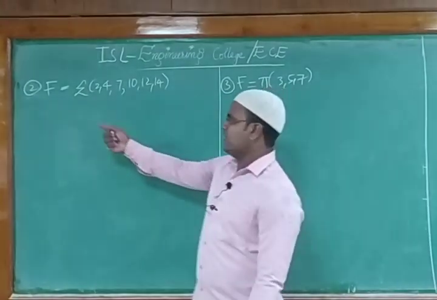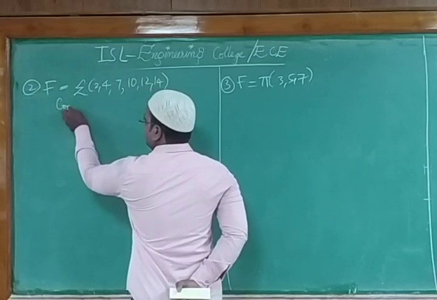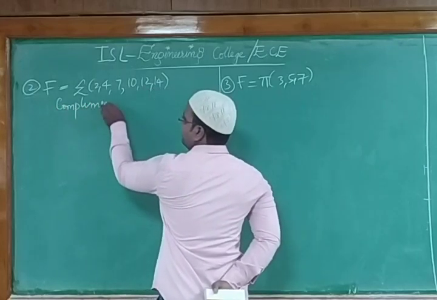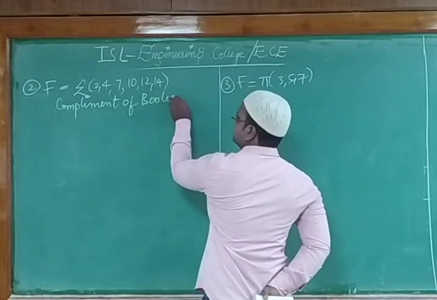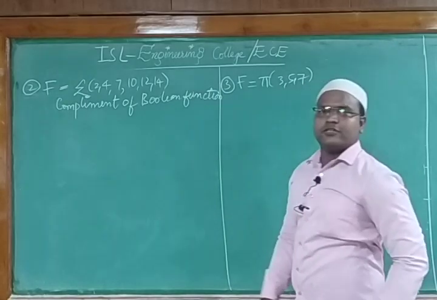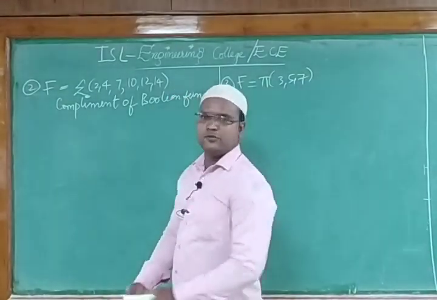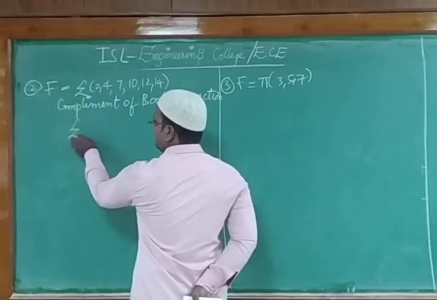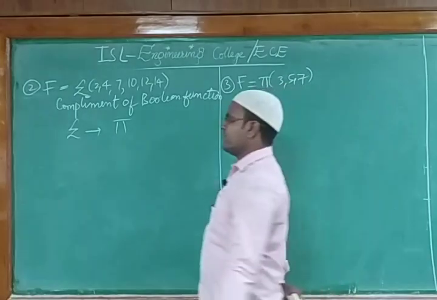They gave the question F is equal to summation of this one. They asked to find the complement of the Boolean function. So this is another way of asking the question. Here they gave it in terms of summation and asked to find the complement. Complement means what? They gave summation, that is min term, and we need to write it in terms of max term, pi.